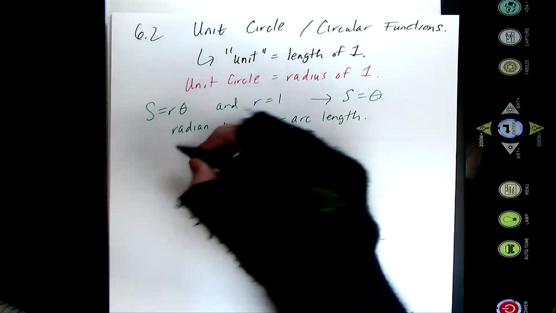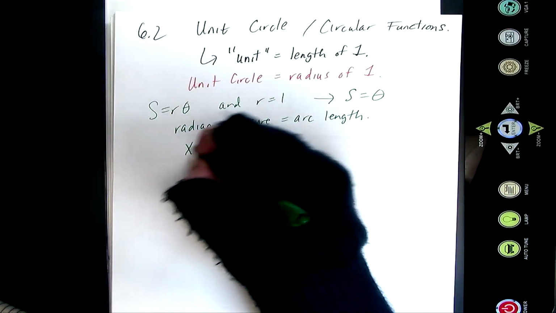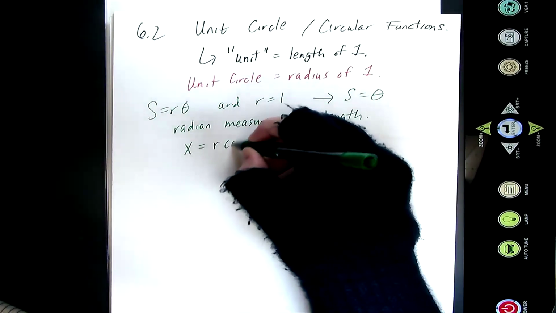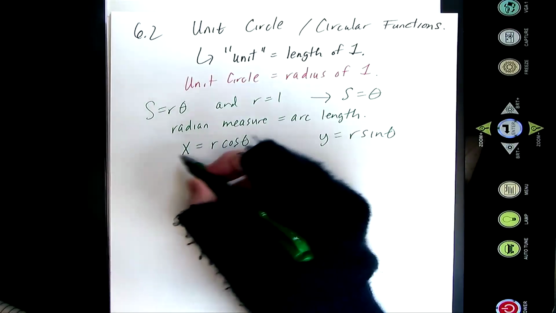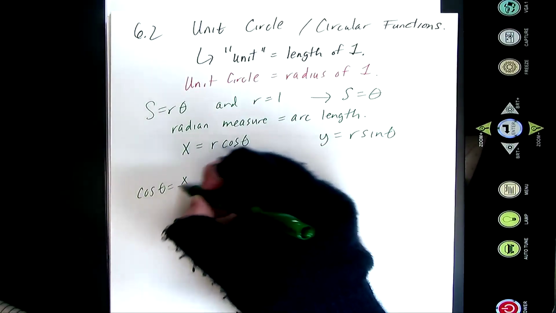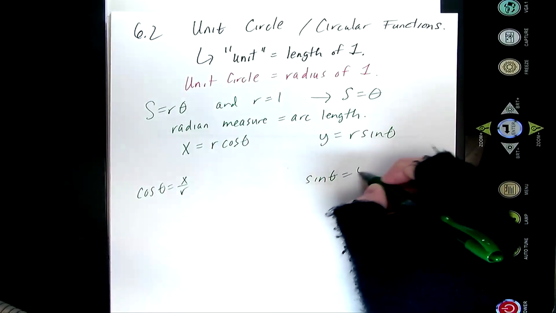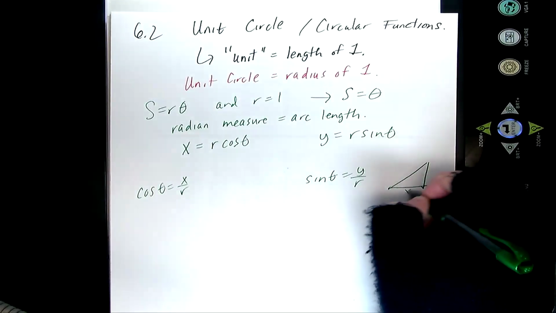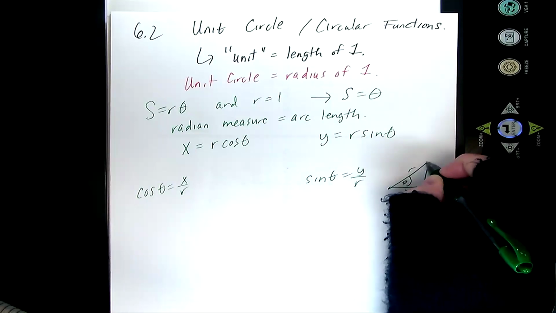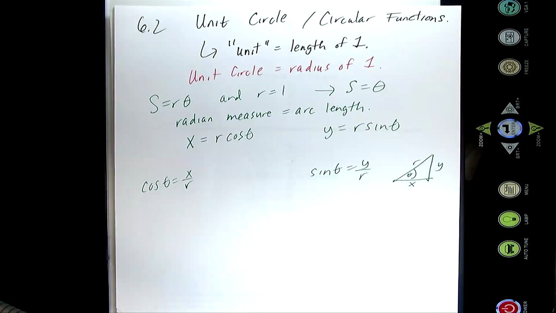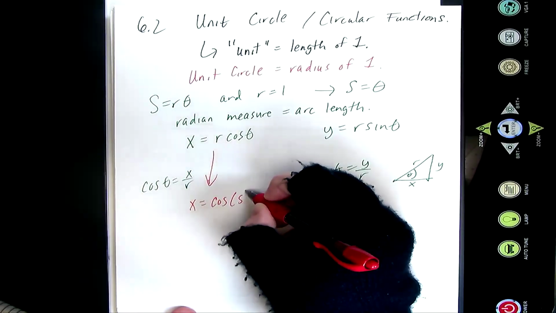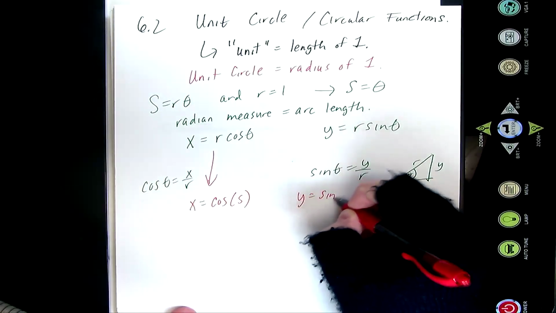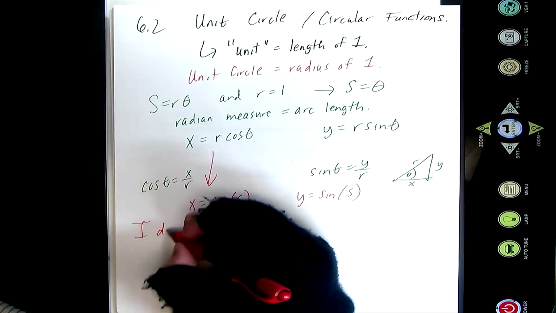What they do is, we were using x equals r cosine theta and y equals r sine theta, which of course stem from cosine theta equaling x over r and sine theta equaling y over r from our picture. But if r equals 1 and theta equals s, they write, for this section, x equals cosine of s and y equals sine of s. Now, I don't think this is helpful.